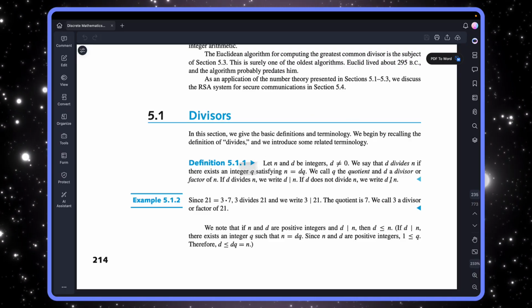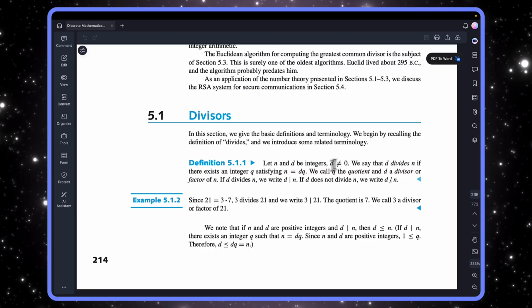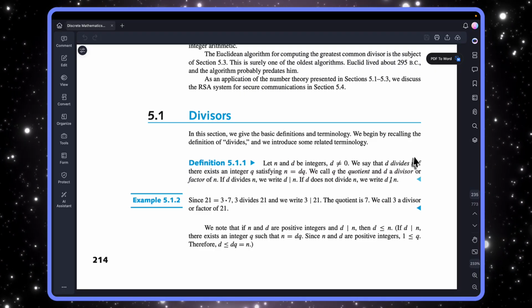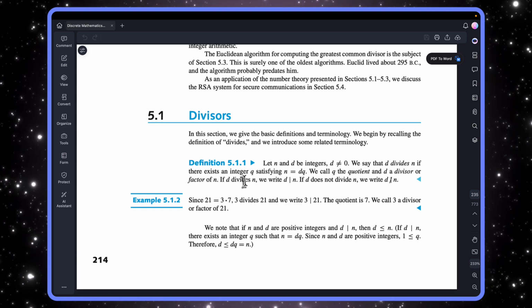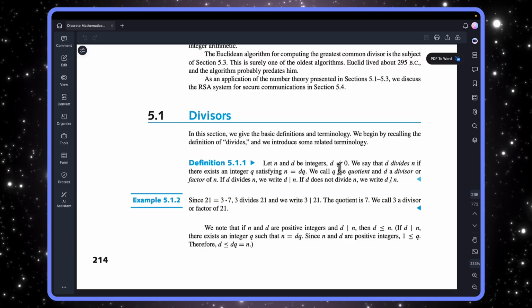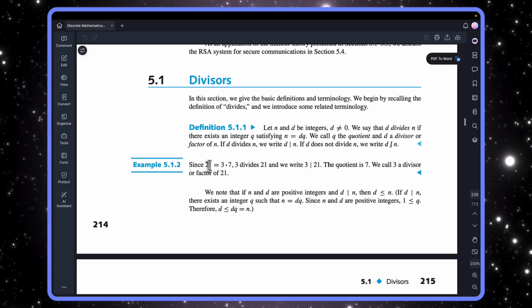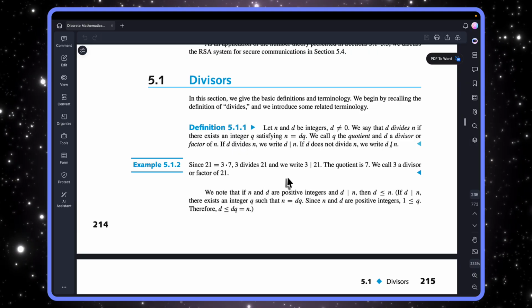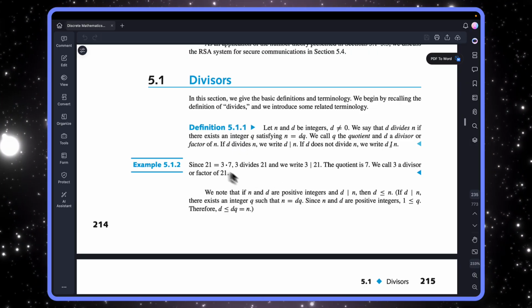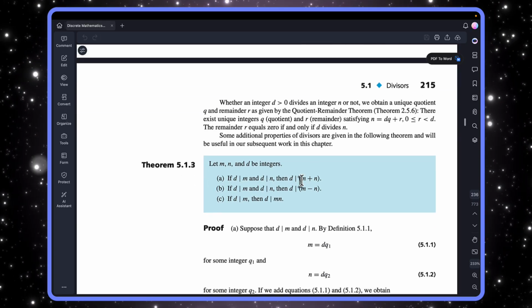So here's a definition. Let n and d be integers, where d is not 0. Then we say that d divides n if there exists an integer q satisfying n equals q times d. Okay, so here are some examples. I'm sure you're familiar with the idea that since 21 is 3 times 7, both 3 and 7 divide 21. That's fairly straightforward.